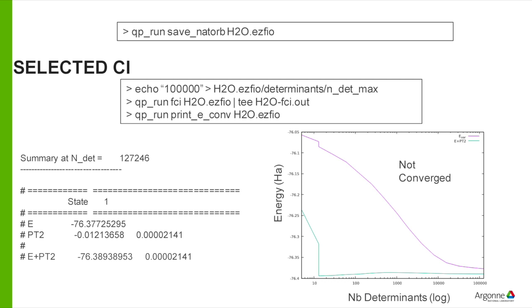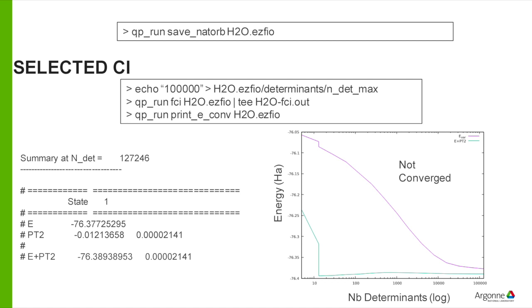So there is also a new tool that was added, which is print energy convergence. If you just type this command, qp print, it's just going to give you all the cycles. So at each step, the number of determinants that were introduced, your energy and your energy plus PT2, and you can just plot it. And you can see the shape that it does here.